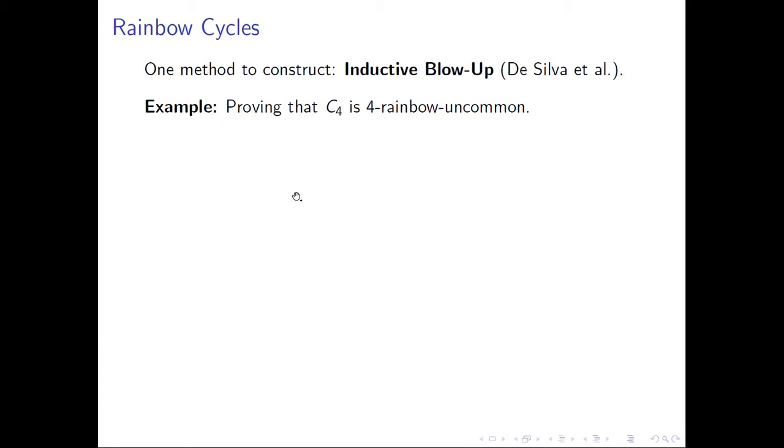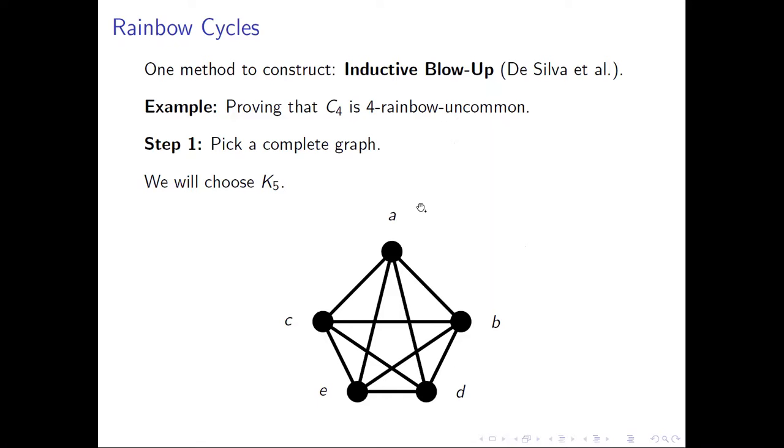For example, let's prove that C4 is 4 rainbow uncommon. So again, a C4 is a square, a cycle of 4 vertices, and we are dealing with 4 colors. Step 1, pick a complete graph. We're going to choose a K5 graph, which is the complete graph of 5 vertices.